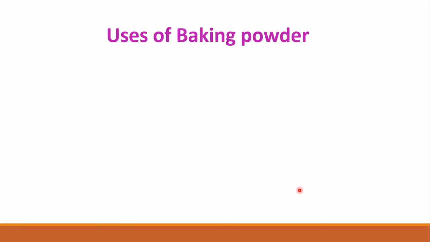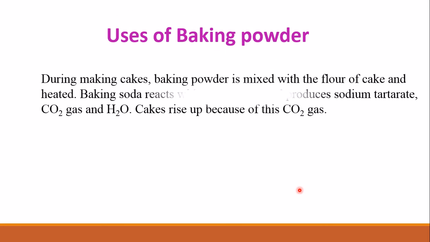Uses of baking powder. During making cakes, baking powder is mixed with the flour of the cake and heated. Baking soda reacts with tartaric acid and produces sodium tartrate, carbon dioxide gas and water. Cakes rise up because of this carbon dioxide gas.